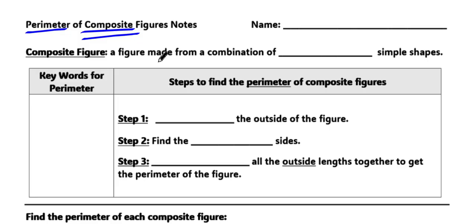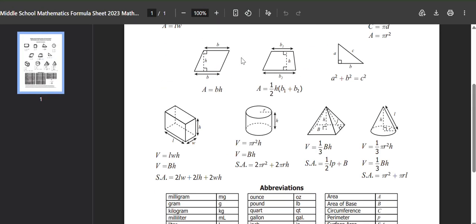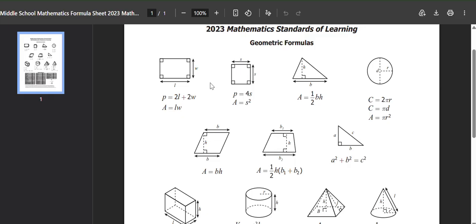So a composite figure is made from a combination of many, or I'm going to just say multiple, simple shapes. So more than one simple shape put together. And when I say a simple shape, I really just mean anything that you see on your formula sheet. You're going to have this formula sheet for this entire unit, for the rest of the year, and for the SOL. It has these exact shapes on it. So you can see that we have perimeter and area formulas for each of these.